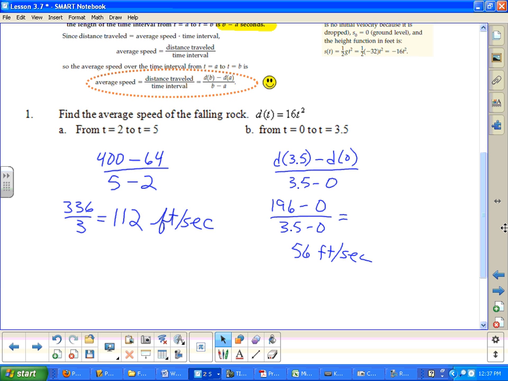So we're going to focus on average rate of change, which is similar to average speed, which is still basically just finding a slope. Change in y over change of x.